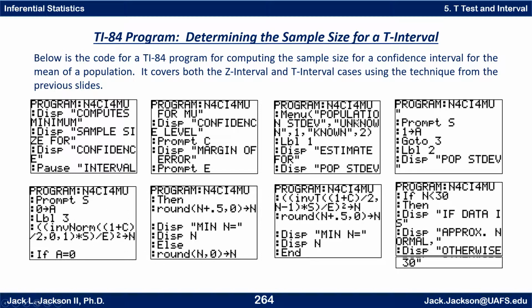If the population standard deviation is known, basically the first step of this process is all that matters. When you round this way, it always rounds up. And then if the number turns out to be less than 30, it puts a little message that says, okay, if the data is approximately normal, this works, otherwise bump it up to 30.